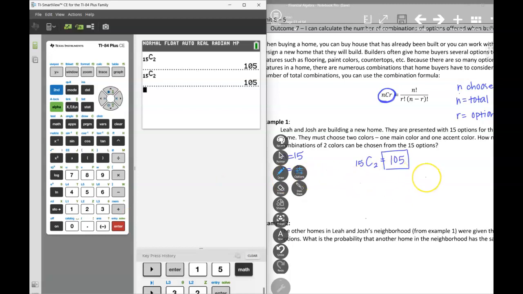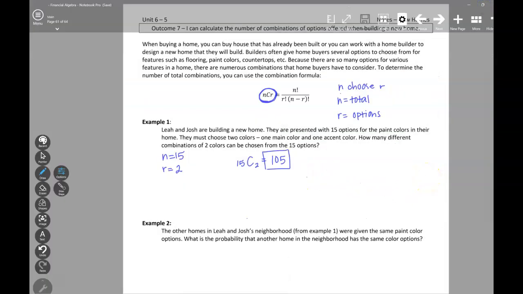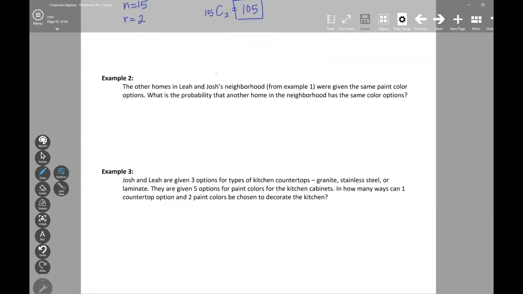Okay. Looking at the next question, it states: the other homes in Leah and Josh's neighborhood from example 1 were given the same paint color options. What is the probability that another home in the neighborhood has the same color options? For instance, if somebody lived next to me and I pick one out of 105 options, what's the probability that they're going to have the exact same thing that I picked? Yeah, 1 out of 105.